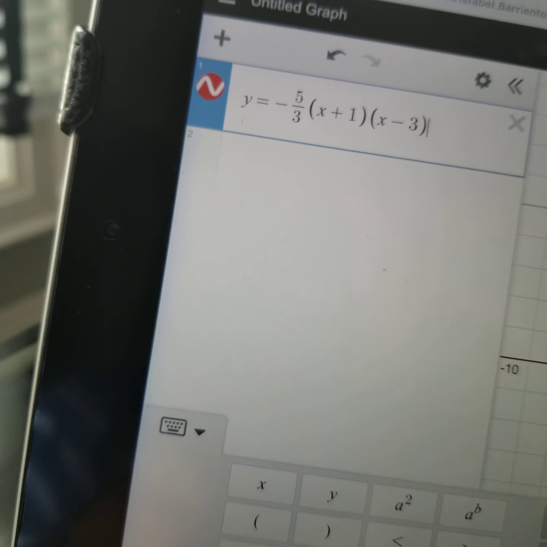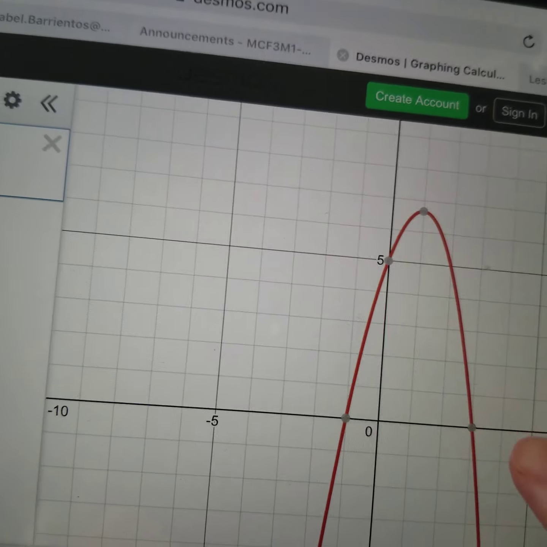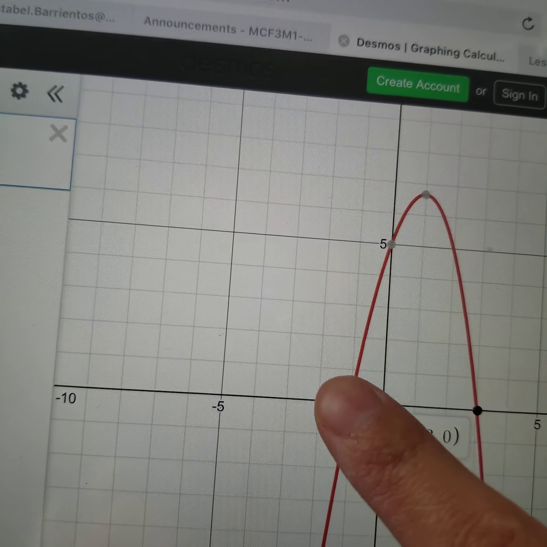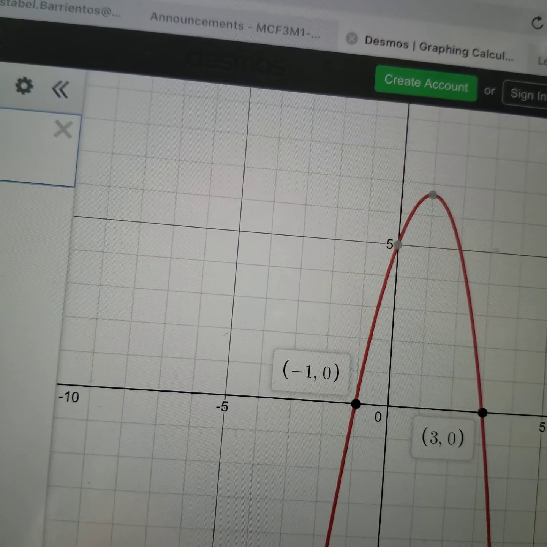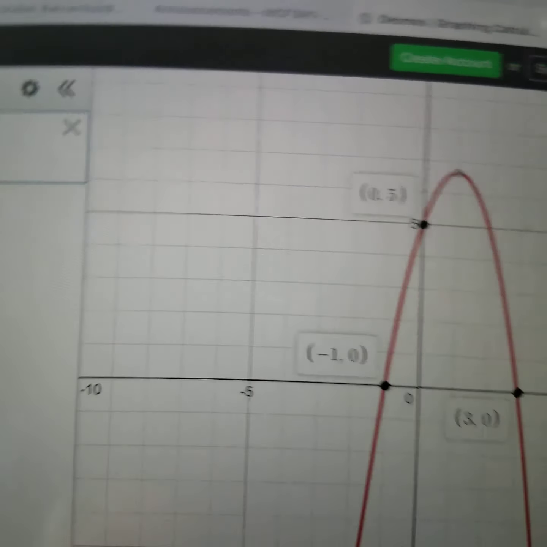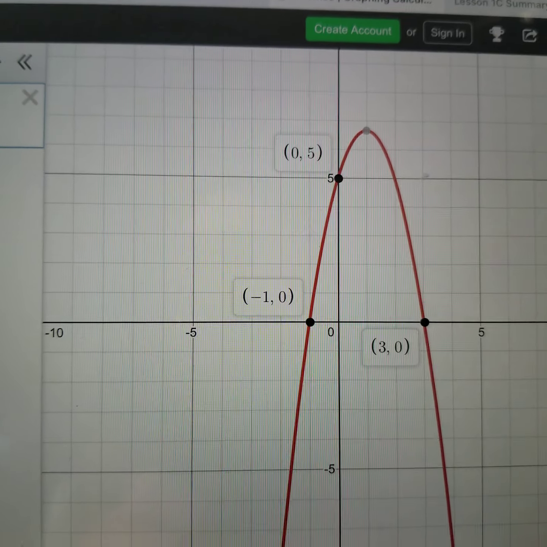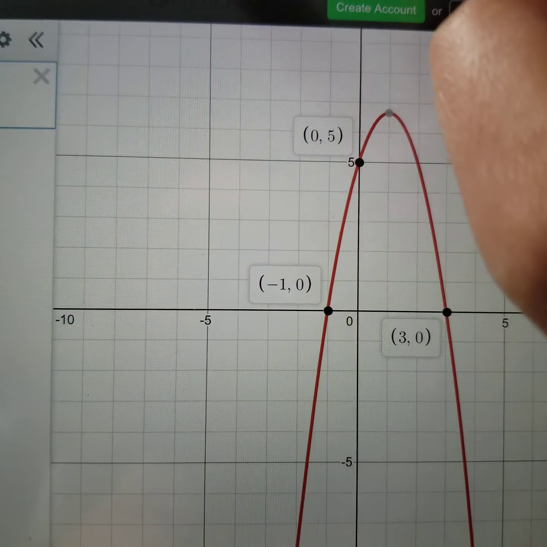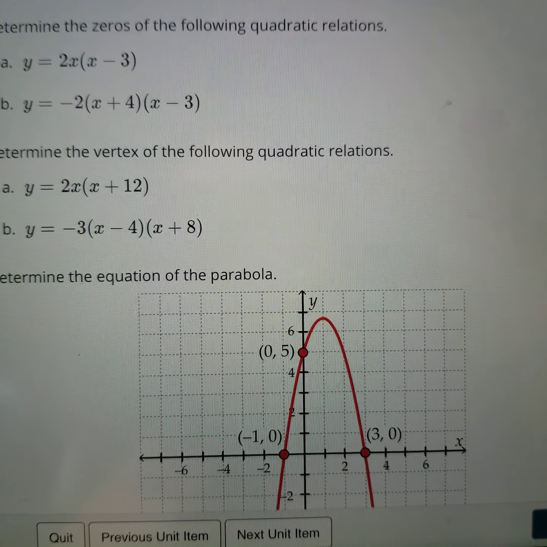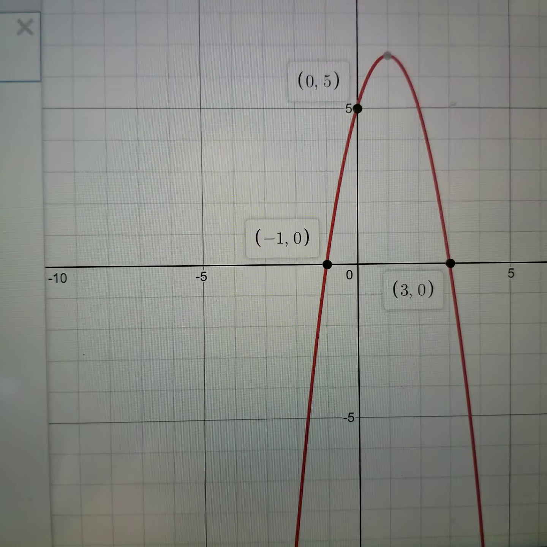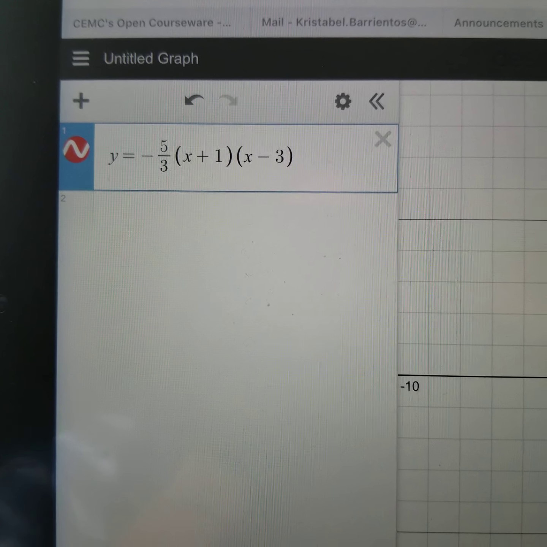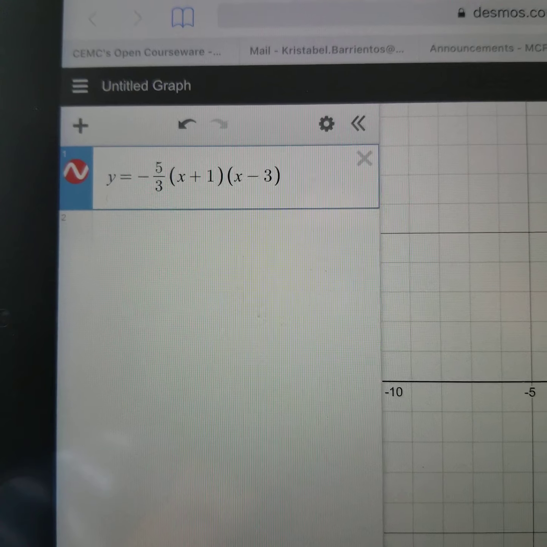And when I take a look, these are all of the points that we had previously. One x-intercept at positive 3, one x-intercept at negative 1, and we see here that we have this y-intercept at 5. So I'm happy because when I look at this and I go back to the original question, I can see that those are all of the points that were given to us. So I know that my equation of y is equal to negative 5 over 3, x plus 1, x minus 3 is correct.